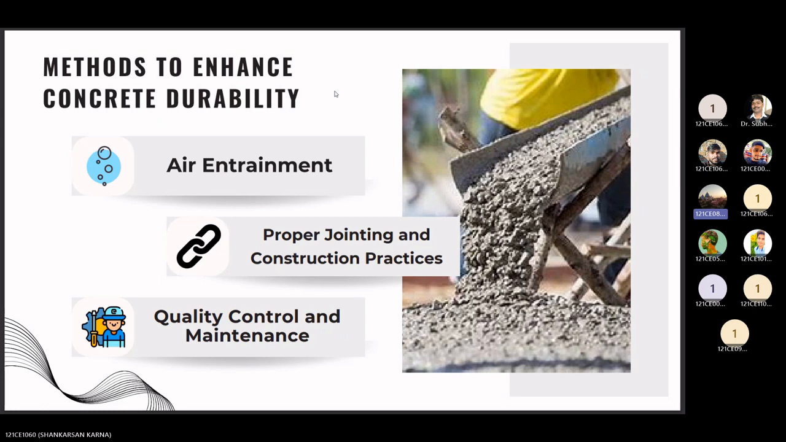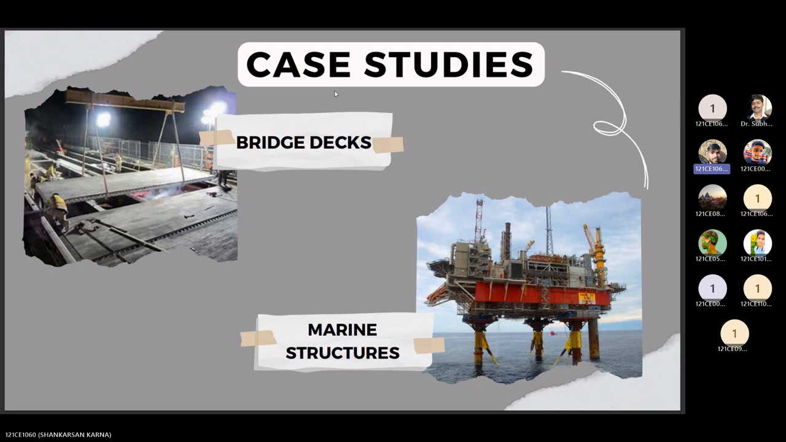We should implement stringent quality control measures during concrete production, placement, and curing to ensure consistency and durability. Regular inspection, maintenance, and repair of concrete structures are essential to identify and address potential durability issues before they escalate. Now, we are going to see various case studies that have been conducted on the durability of modern concrete.